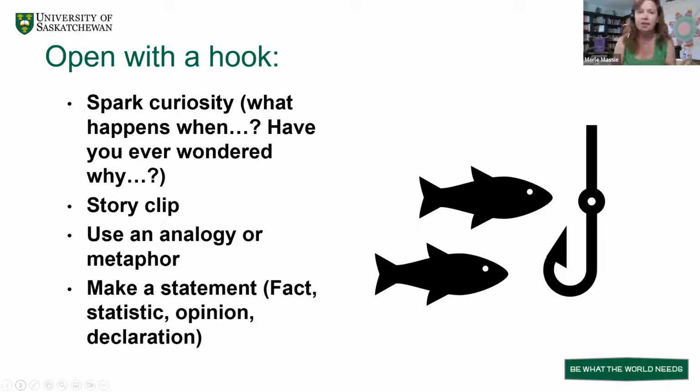So these are just a few examples. There are others. The one I don't want you to start with is a dictionary definition. Please don't use that one. That's very trite and overused. But start with a hook and find a way to break down those barriers between you and your audience.